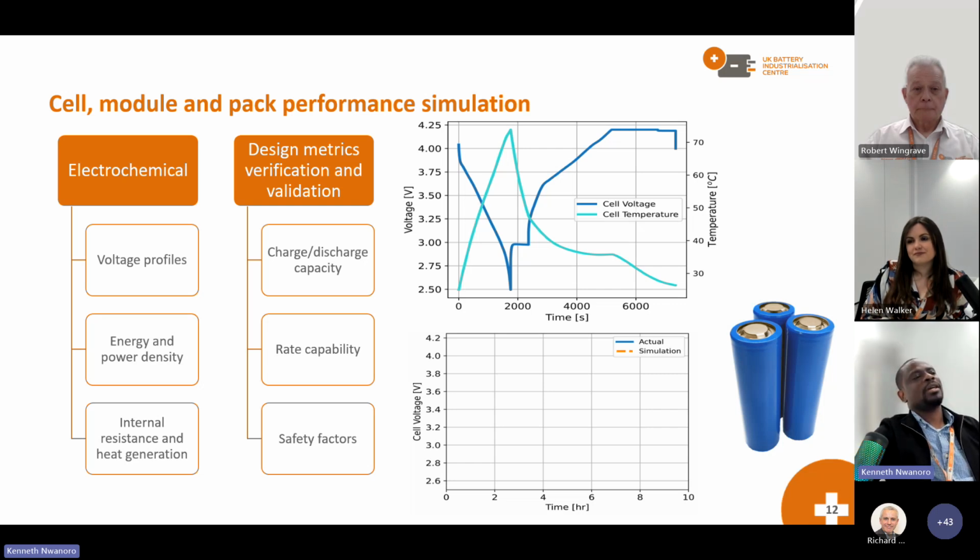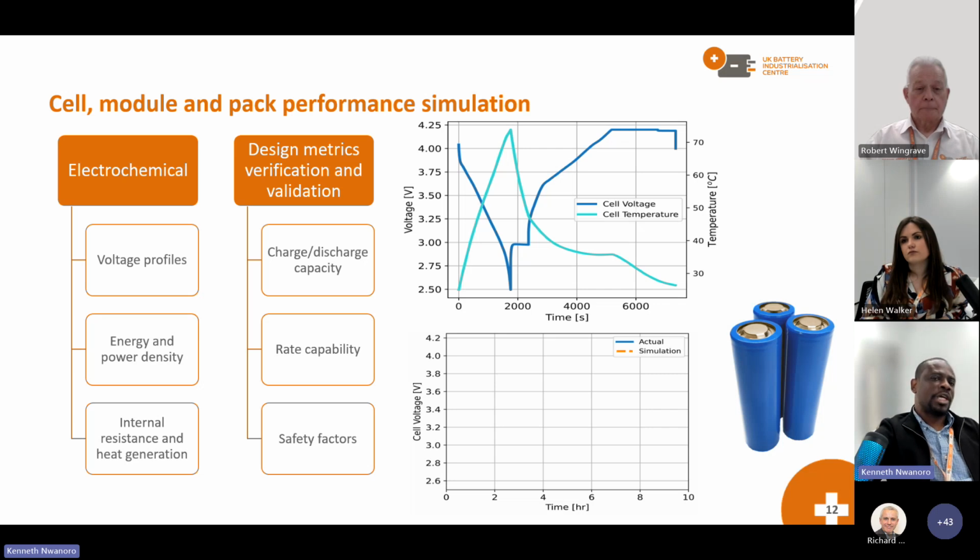So at UKBIC, our core business is cell, module, and pack. To be able to design and produce those so that they meet the target performance, we use simulation. At cell design level, we design the cells, and then we go through simulation processes where we predict the voltage profiles and the performance metrics.